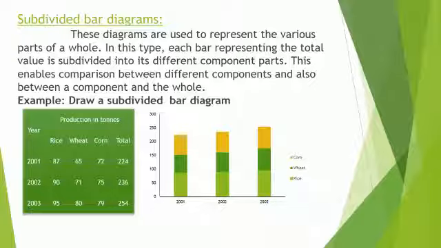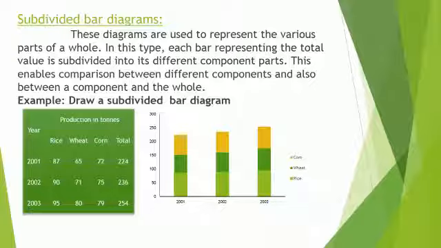The subdivisions are distinguished by different colors, dotting and crossing. We see an example. Draw a subdivided bar diagram. The years are 2001, 2002, 2003, and the components are rice, wheat, corn. You have to draw a subdivided bar diagram.